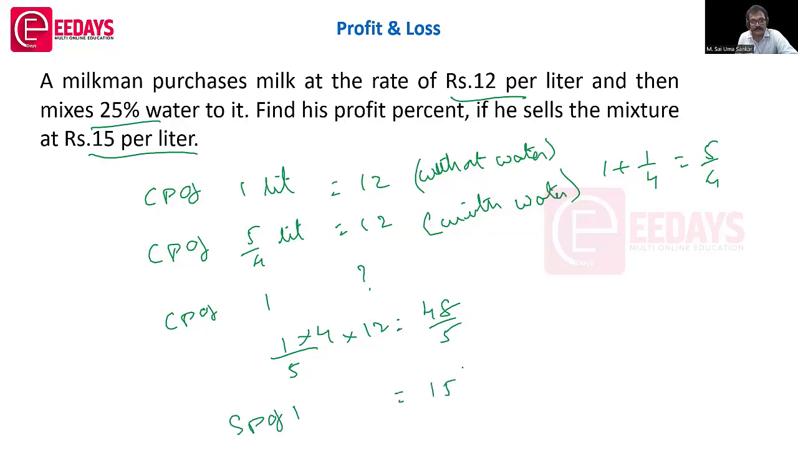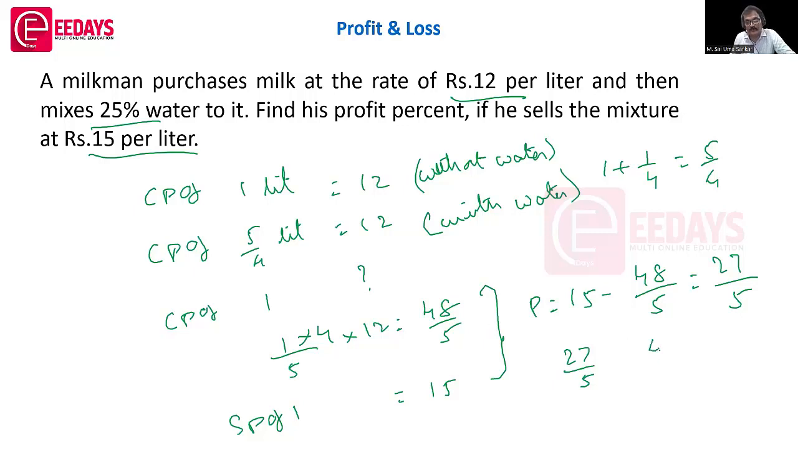That is equal to 15. In this transaction, profit is equal to 15 minus 48/5. This is equal to 27/5. 5 into 15 is 75, minus 48, gives 27/5. Profit is equal to 27/5 when the cost price is equal to 48/5. Okay, what we require per 100? How much? That's what we required.